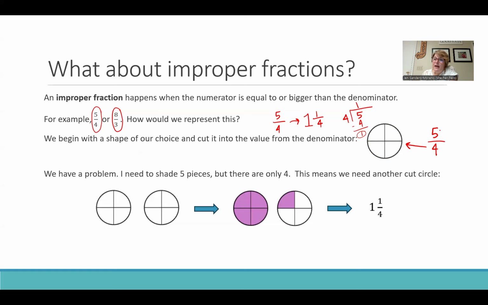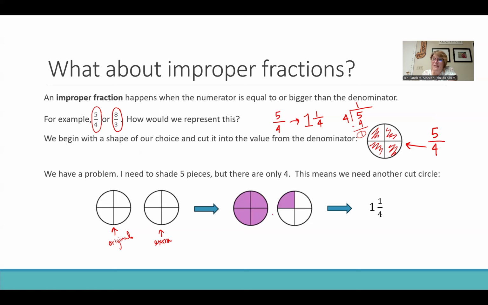Beautiful. And then we ask our students, okay, shade 5. And they're going to be like, I can shade 4. I don't have enough. Okay, if you don't have enough, I want you to make another shape. And so that's what happens down here: this is our original. We realize we don't have enough to shade 5 out of 4. So we have to draw an extra one.